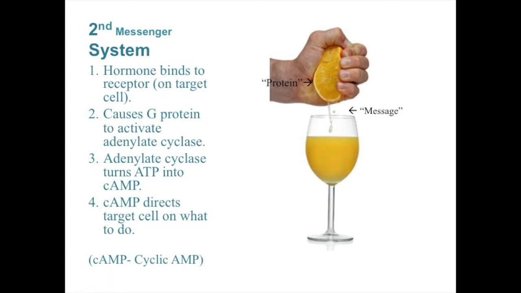The second messenger system broken into 4 simple steps. Number 1, hormone binds to receptor on target cell. Number 2, causes G protein to activate adenylate cyclase. Number 3, adenylate cyclase turns ATP into cAMP. Number 4, cAMP directs target cell on what to do.